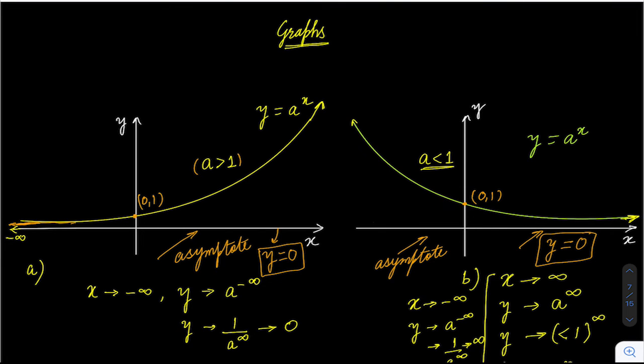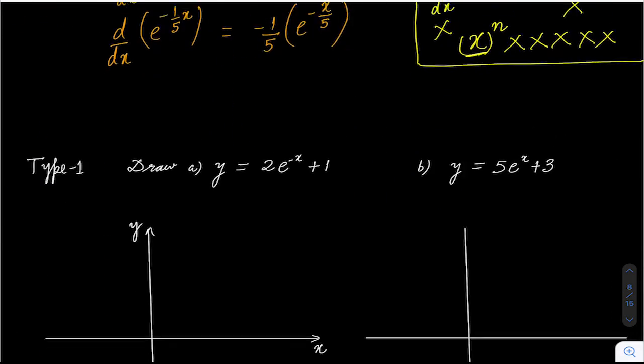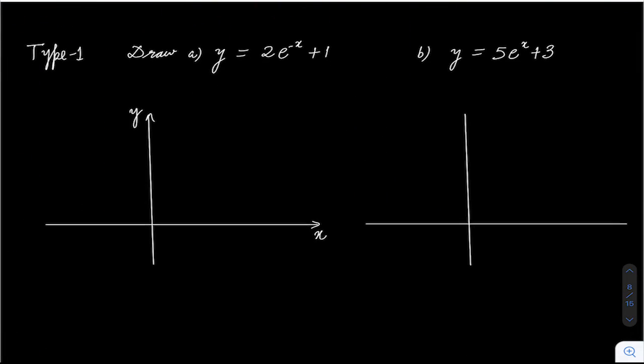And what are the key points in the graph, asymptote and (0, 1)? And what are the exponential functions? So these three things we have learned. So let's see how they will ask questions.